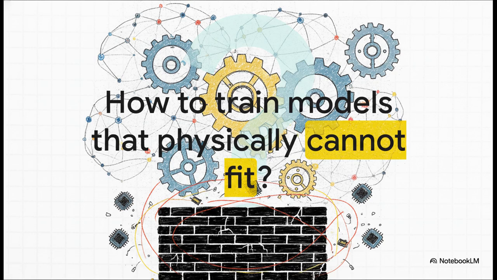So I want you to think about this question for a second. How do we actually train models that physically cannot fit on the world's most powerful individual computers? This is what engineers refer to as the memory wall in AI training. It is a hard physical boundary that stops naive training approaches dead in their tracks.